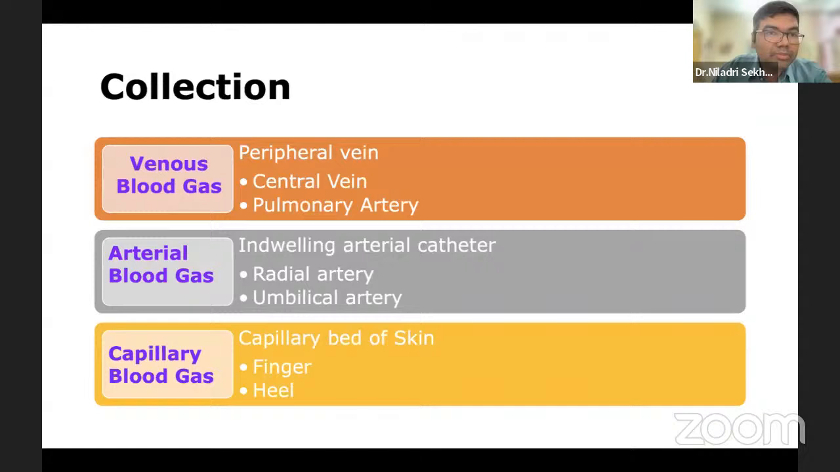Next, we will go to the collection part. There are mostly three broad areas from where you can take the blood gas: venous, arterial, and capillary. Venous blood gas is usually from the peripheral veins. If you have an internal jugular cannula, you can take it from the IJV line, or, very rarely, from the pulmonary artery. Arterial blood gas can be taken from an indwelling arterial catheter if you have an art line, or by directly poking the artery, or the umbilical artery in case of neonates. Capillary blood gas is from the capillary bed of the skin, from the finger or the heel.